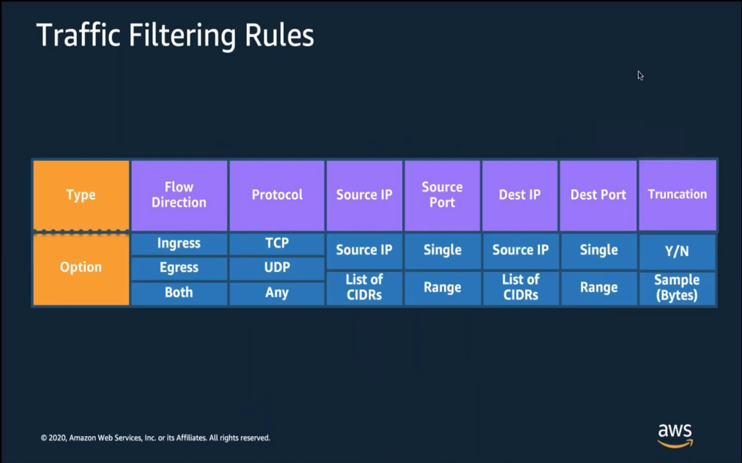Once we have the targets defined, that's where we can start applying filters. With the filters, you can decide on a particular flow direction, a protocol, source or destination IP addresses, source or destination ports, whether they're single or ranges of ports. And finally, you can decide if you want to truncate your traffic. So maybe you're just interested in the first 40 or 60 bytes of each packet. You don't really need the whole packet end-to-end.